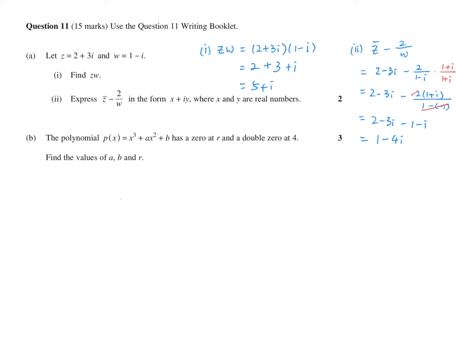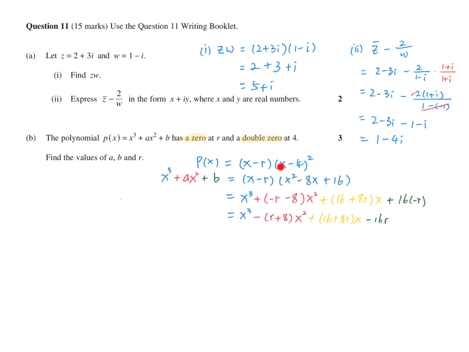In part B, the question introduced a degree 3 polynomial P(x) in the form of x cubed plus ax squared plus b. And the question tells you that this polynomial has a 0 at r and a double 0 at 4. By all this information, we know that P(x) can also be expressed in the form of (x minus r) times (x minus 4) to the power 2, a 0 at r and a double 0 at 4.